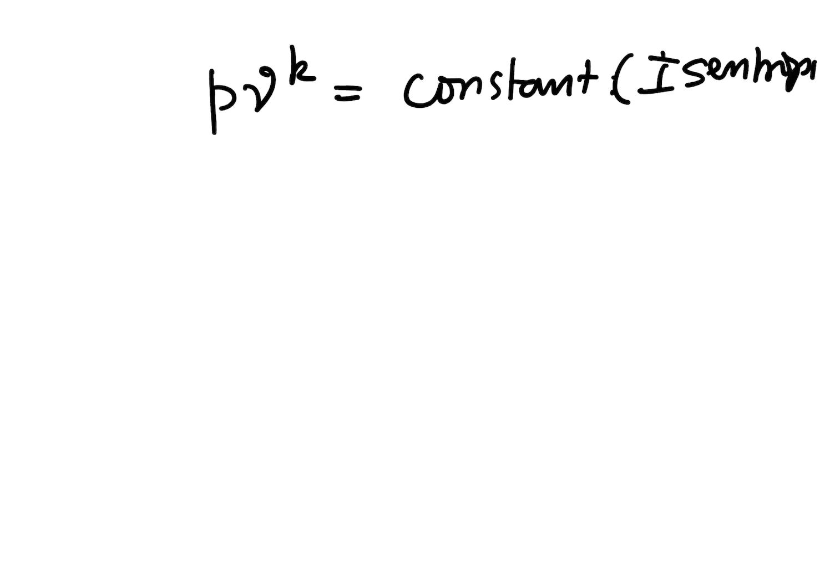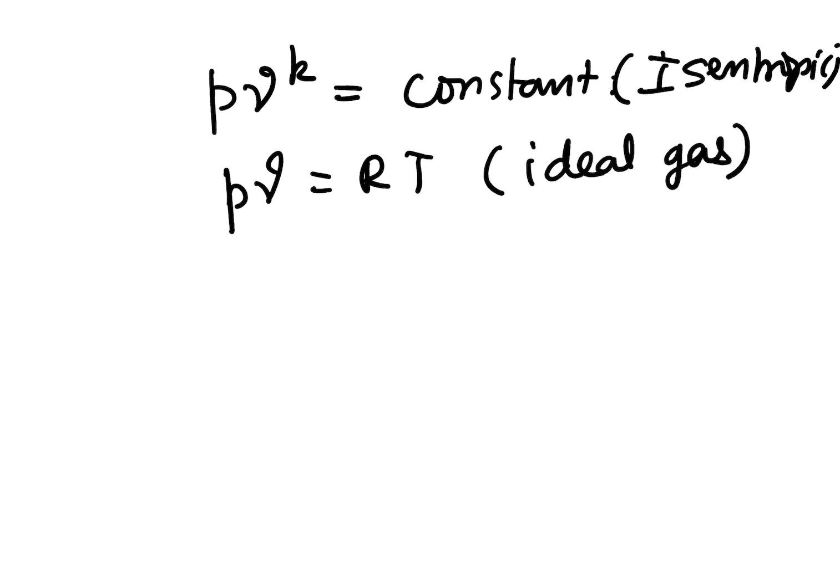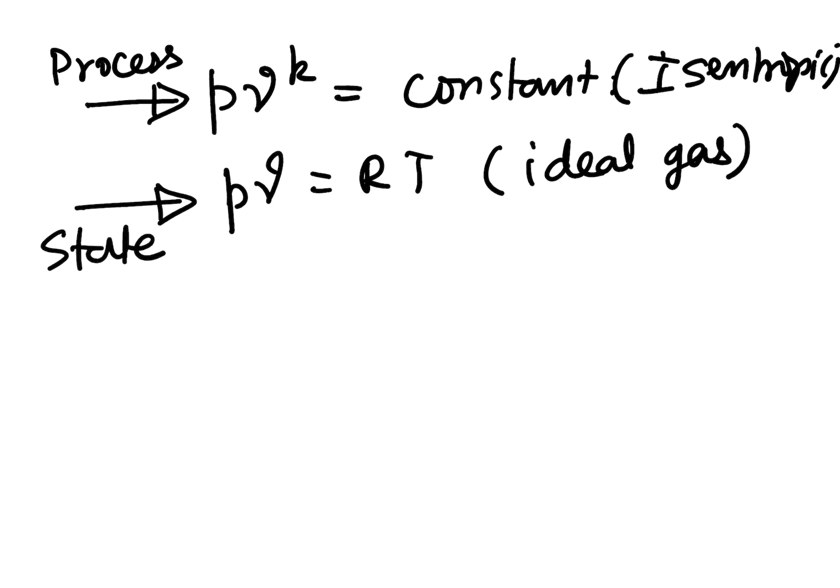The most common form of this is P nu to the power K is a constant for an isentropic process of an ideal gas. The moment you see the words ideal gas, you can assume that P equals RT over nu is true. The moment you see that it's an isentropic process, this relation is true only for that process. So this is a process equation, as opposed to the equation of state.